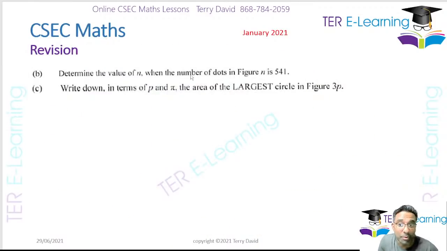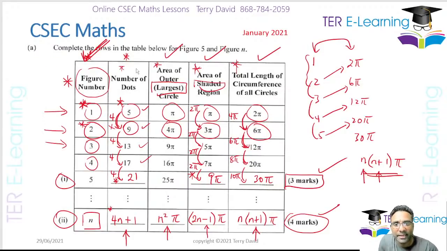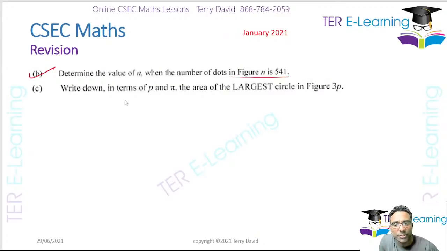And the question still has more parts too, right? Still has more parts. So this part here, determine the value of n when the number of dots in figure n is 541. Now, remember from the table, the first column was number of dots, and you have a formula. It's 4n plus 1. So therefore, 4n plus 1 is equal to 541 dots. So we just need to solve for n here.